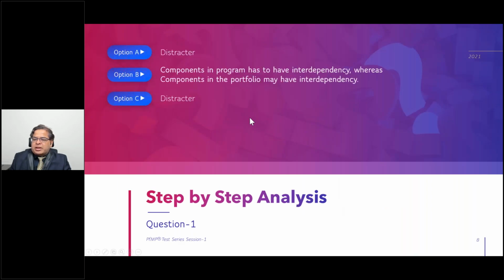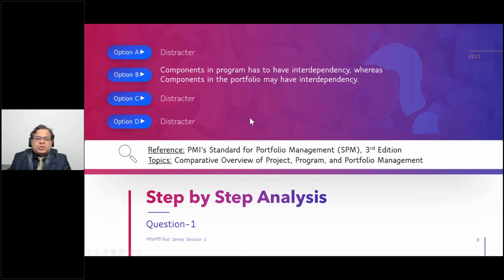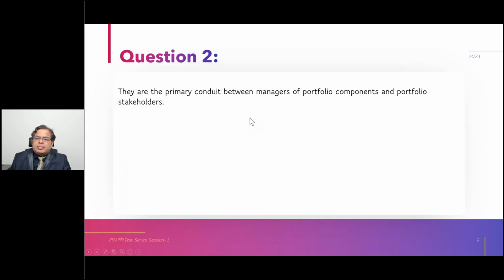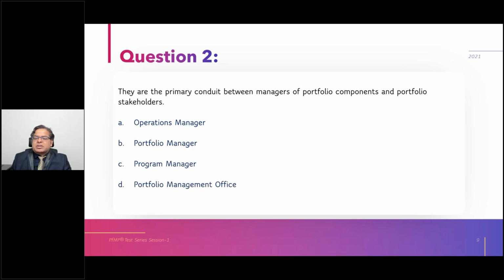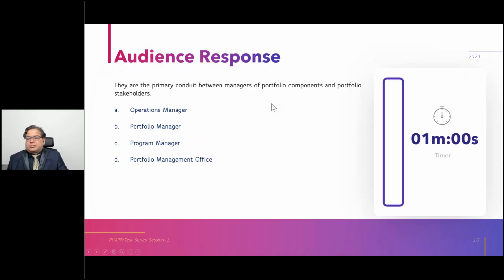I think we already gone through this. Moving to question number 2. Question number 2 is talking about the primary conduit between managers of portfolio components and portfolio stakeholders. It's operation manager, portfolio manager, program manager, portfolio manager office. And your time starts now.